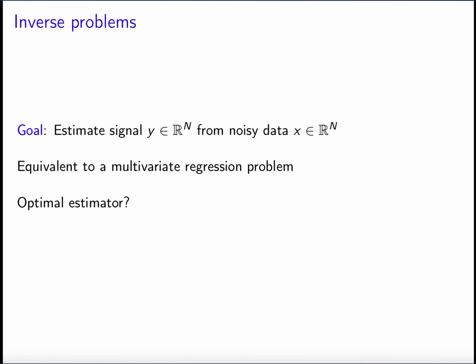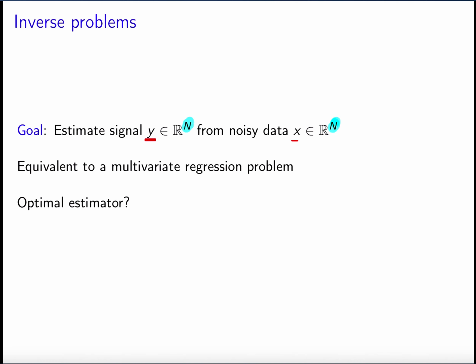We're going to consider inverse problems where we want to estimate a signal y from noisy data x, where the noisy data have dimensionality n, so there are n entries each time we observe an example of the noisy data. And what we want to estimate is a signal y that also has n entries. So if you want, you can think of x as some noisy image, for example, and we want to estimate a clean image from that noisy image.